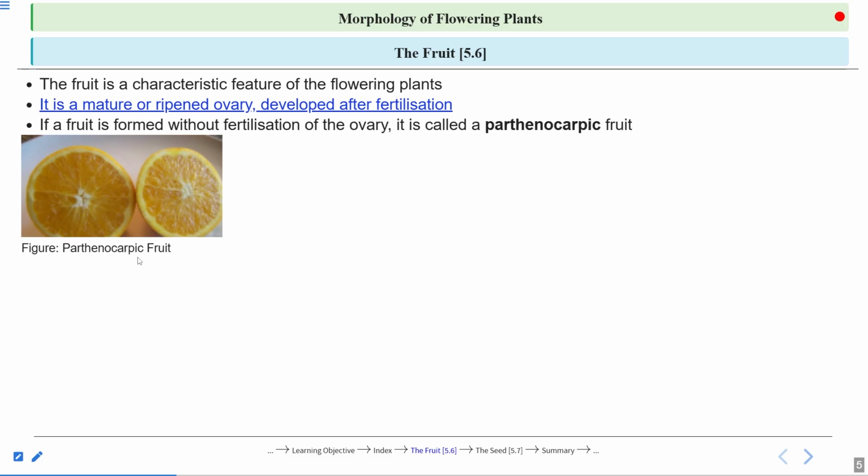You can see this is a parthenocarpic fruit, oranges that do not have any seeds. So imagine you are eating oranges without any seeds. It will be easy to eat, right? And if they have seeds, every time you have to take the seed out of your mouth, right? So people also want parthenocarpic fruit. It is in great demand in the commercial market.